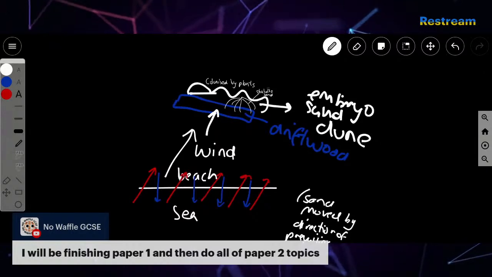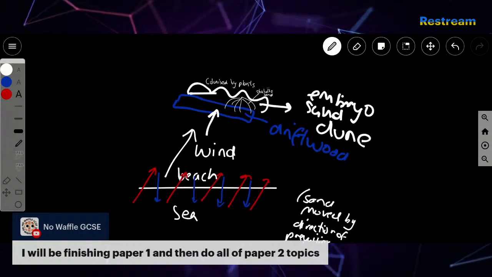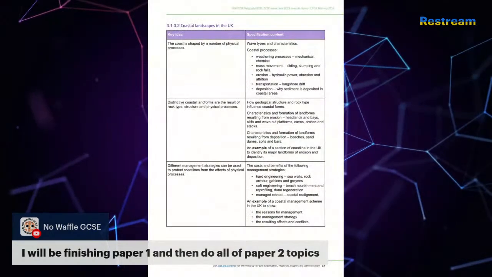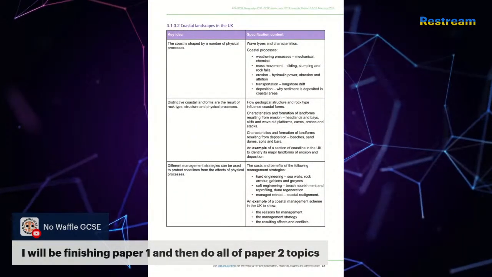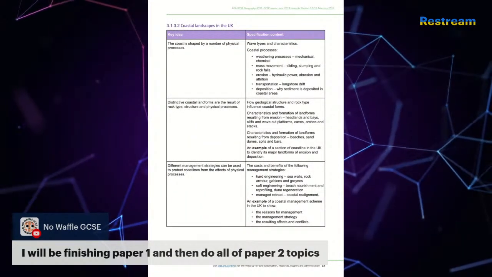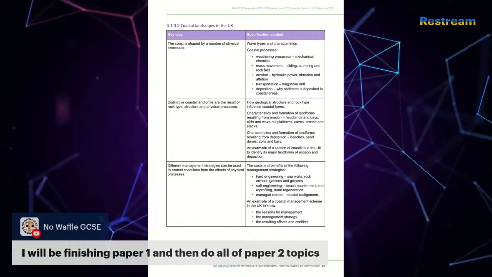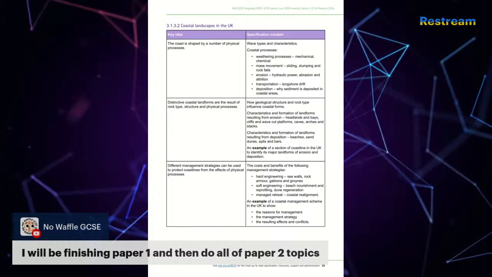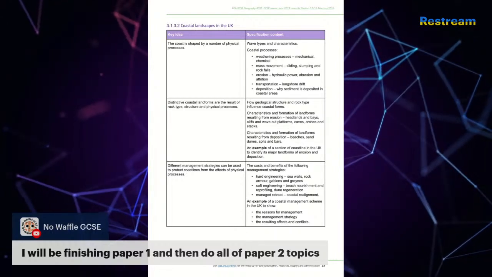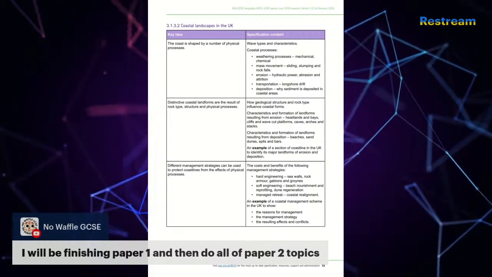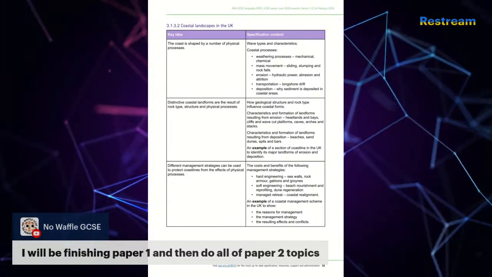Okay. So that is it in terms of looking back at the specification. That is it for the coastals part. We do need to look at two examples, but we're going to review all of the examples and case studies.